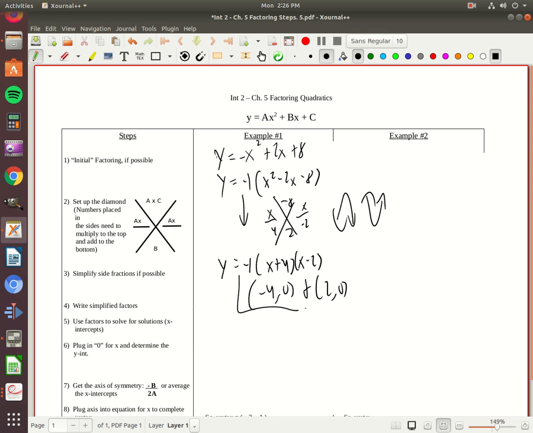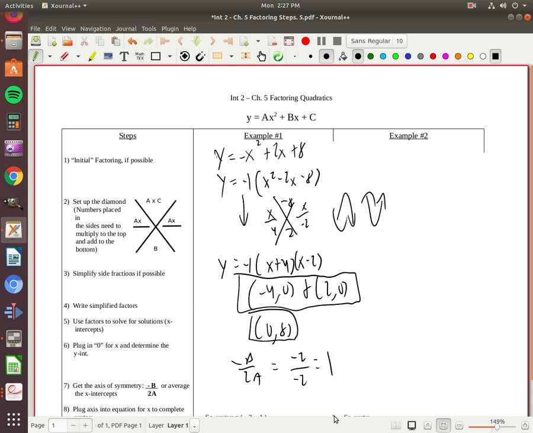If you don't believe me, you can do that. I haven't shown the shortcut here, but I'm sure a lot of you have already figured out the shortcut by now. Here, I'm going to get 0, 8. Here, I'm going to get -b over 2a, so I'm going to get -2 over 2 times -1, which is also -2, so I get 1.